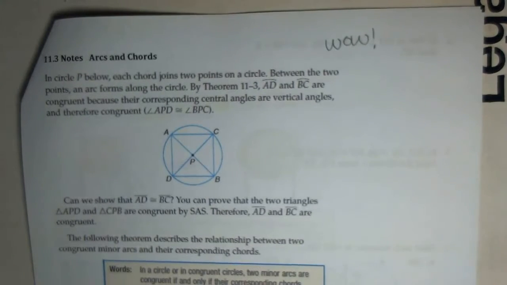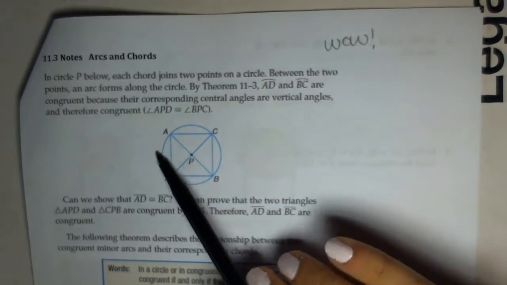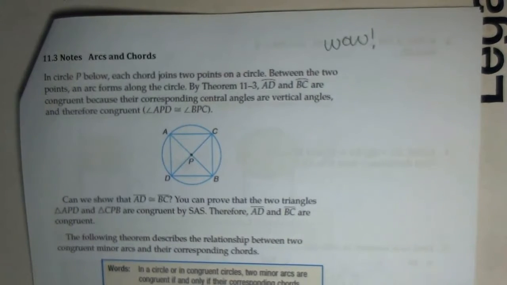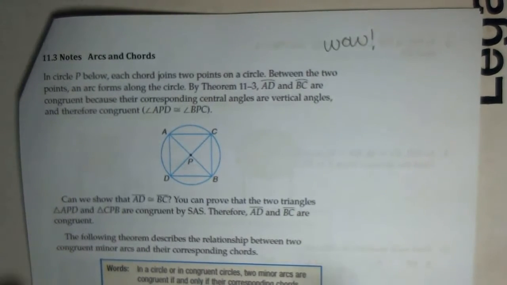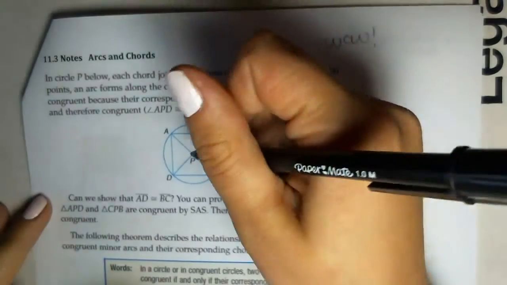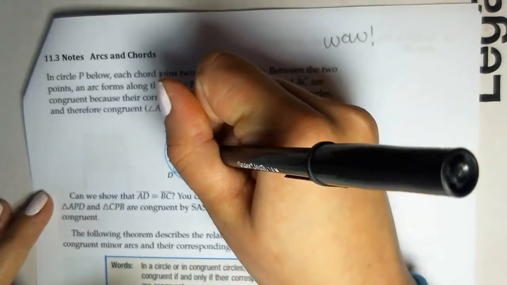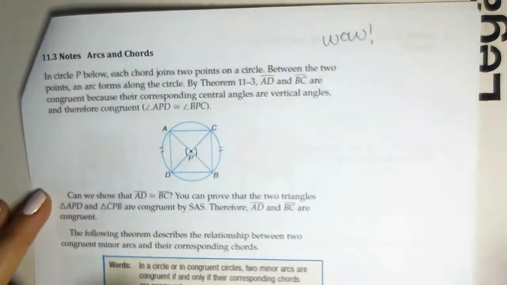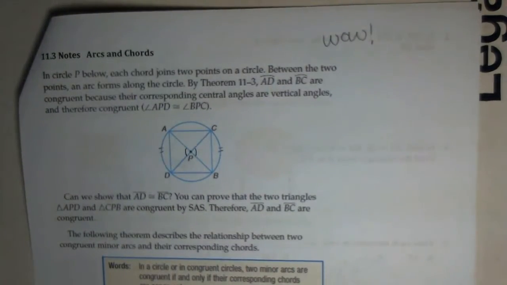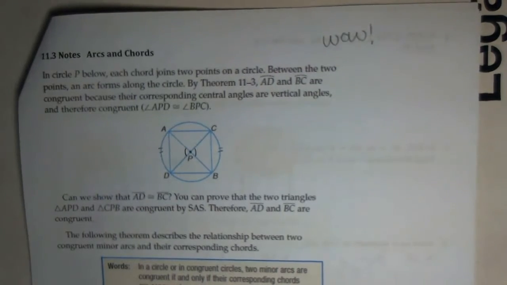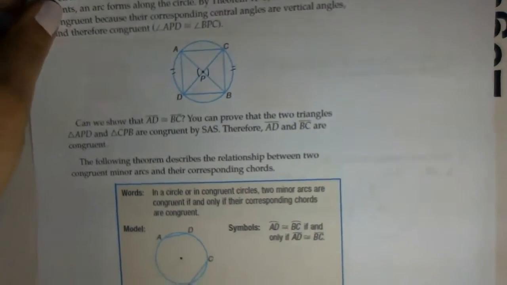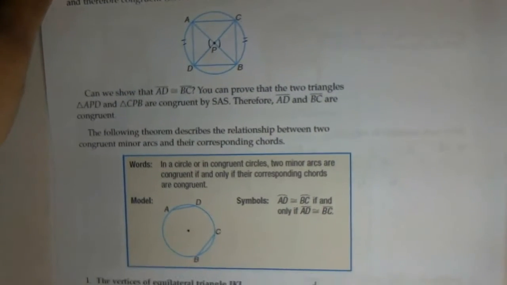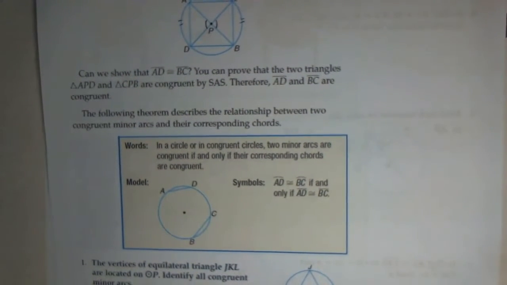By theorem 11.3, AD and BC are congruent because their corresponding central angles are vertical angles and therefore congruent. So it's showing since these angles are vertical angles, that means these arcs are going to be congruent as well. Can we show that AD is equal to BC? Can you prove that the two triangles, APD and CPB are congruent by side angle side? Therefore, AD and BC are congruent.